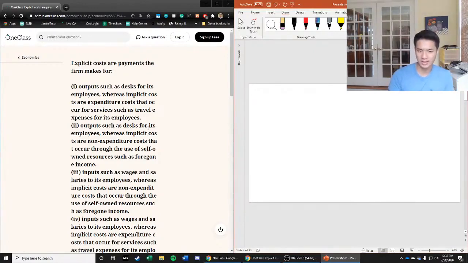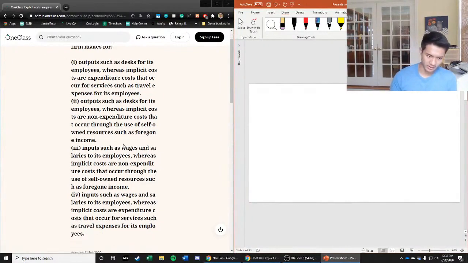And so let's go down the line and see which one of these answer choices best matches up with this definition of explicit versus implicit costs. So the first thing we notice is that both 1 and 2 talk about outputs, right? And we already noted that explicit costs are for inputs. It doesn't really make sense to classify them as costs of outputs. And so 1 and 2 are both going to be incorrect.